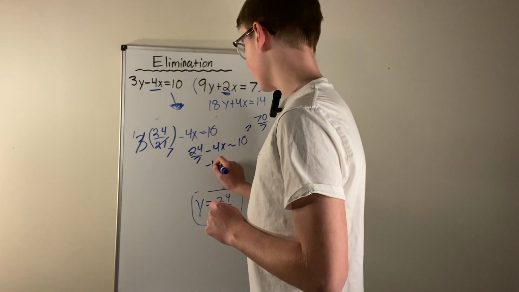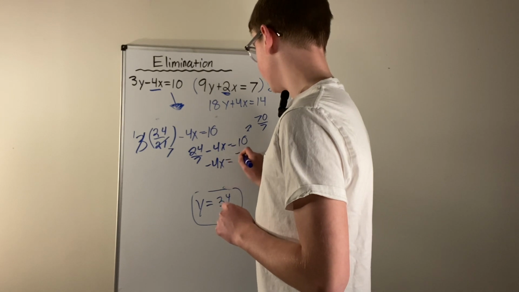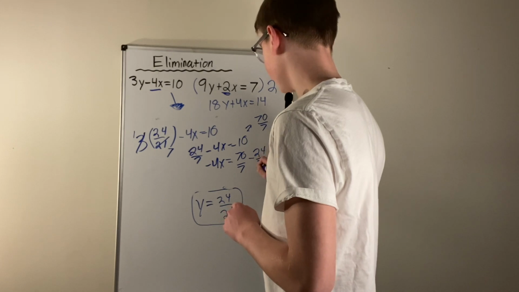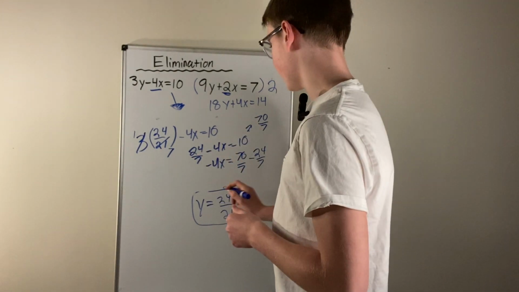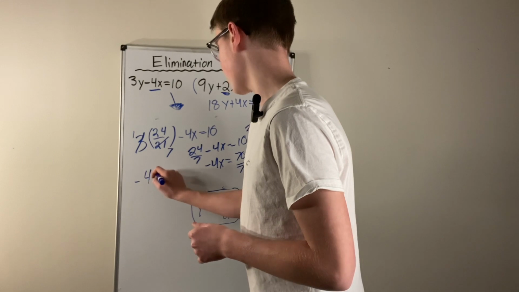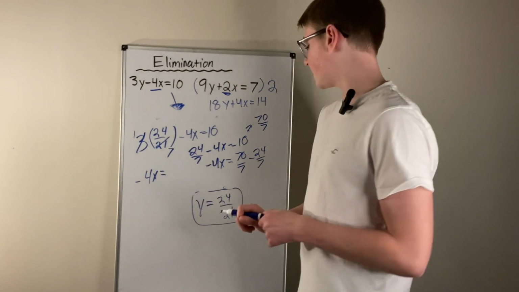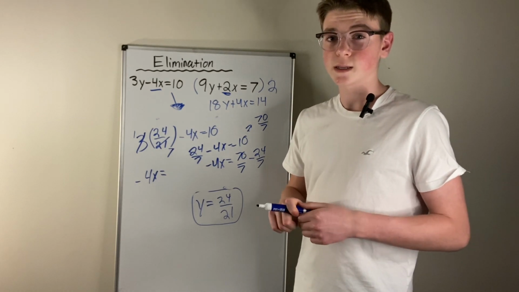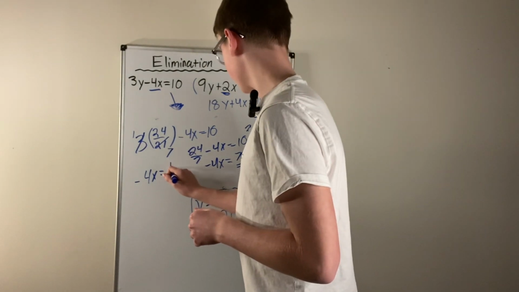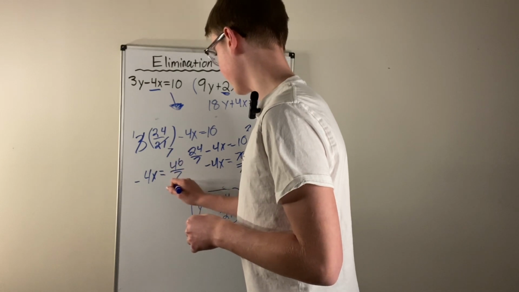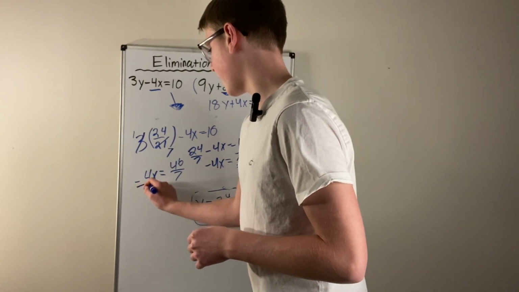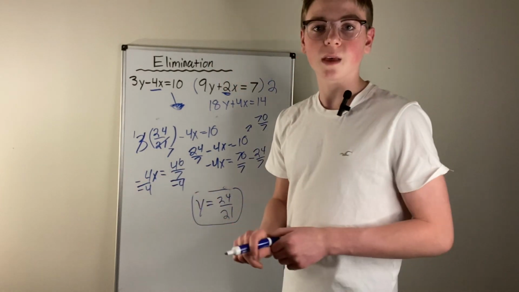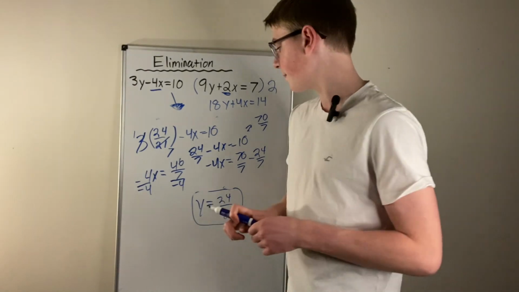So then negative 4x equals 70 over 7 minus 24 over 7. We're going to move this 24 over 7 to the other side. Then this will be minus 4x equals 70 minus 24, which is 46, so 46 over 7. And then we're going to divide both sides by -4. Dividing by -4 is the same thing as multiplying by -1 over 4.